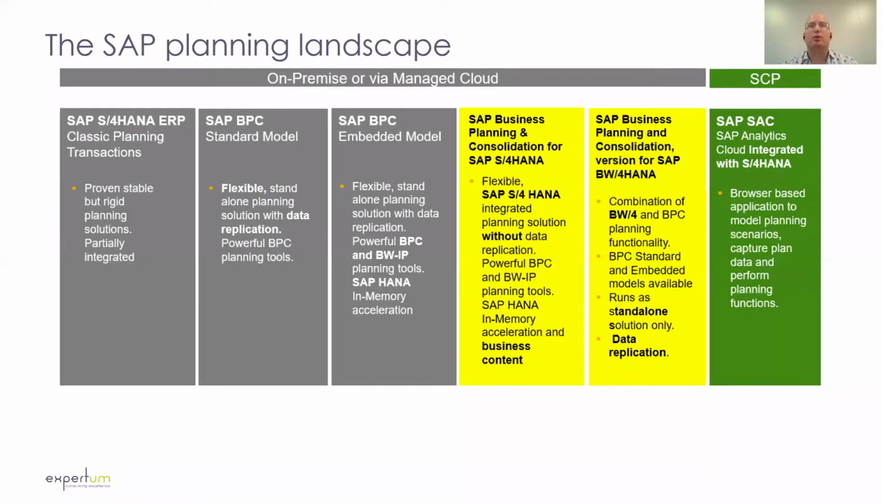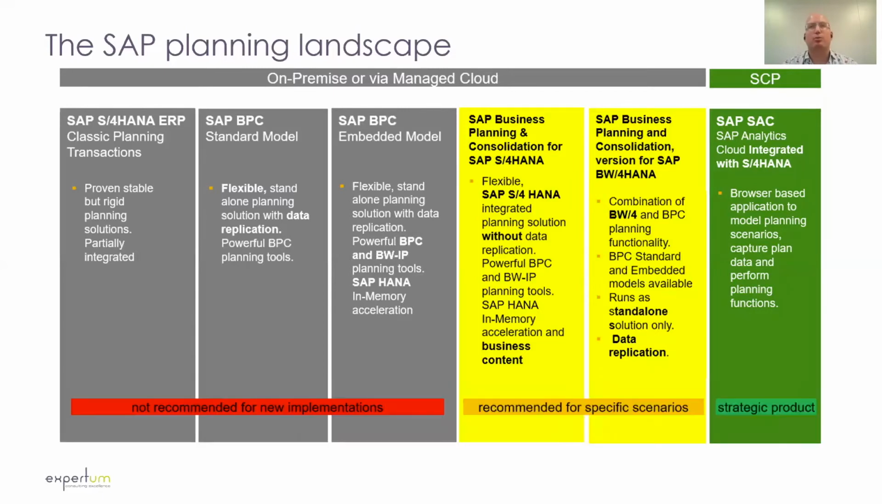And then in the yellow section, you see SAP Business Planning and Consolidation for S/4HANA, which is a BPC application that is being used in S/4HANA. So it's not used on top of BW for HANA, but it's actually in S/4HANA. And you can also have the SAP Business Planning and Consolidation version for BW4. And then in the end, on the right-hand side, in the green section, you see Cloud for Planning.